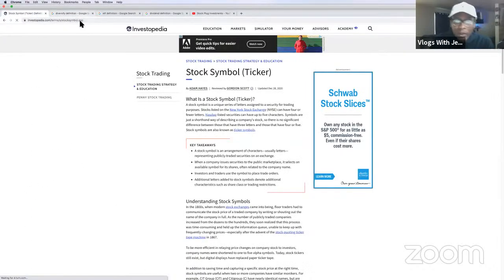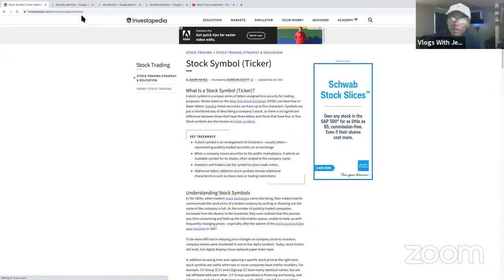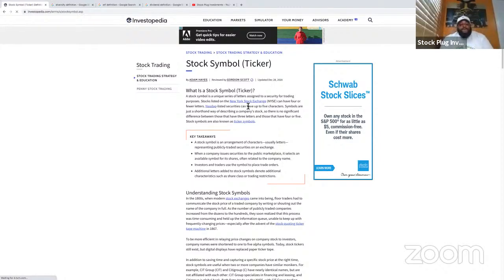I'll start off with ticker. Here go the real definition of ticker. It said a stock symbol is a unique series of letters assigned to a security for trading purposes. Stock listed on the New York Stock Exchange can have four or fewer letters. So basically, a ticker is short for a stock. It's basically 3 to 4 letters telling you whatever stock it is.